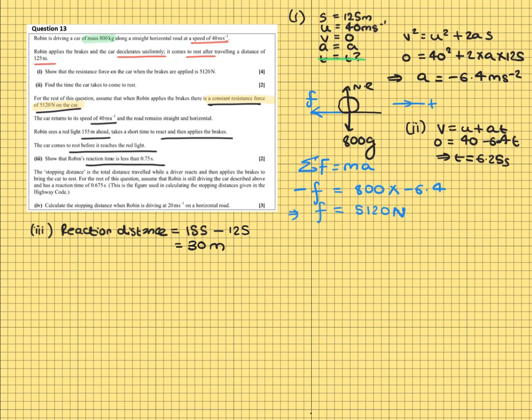Now, we can use speed equals distance over time because the car is travelling a very short distance at 40 metres per second. So speed equals distance over time, which of course means time equals distance divided by speed, which is 30 divided by 40, which is 0.75 seconds. So the reaction time will be less than 0.75 seconds because the reaction distance is going to be just less than 30 metres. So the stopping distance is the total distance travelled while a driver reacts and then applies the brakes to bring the car to rest.